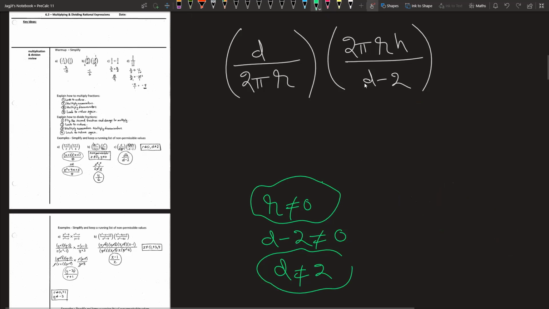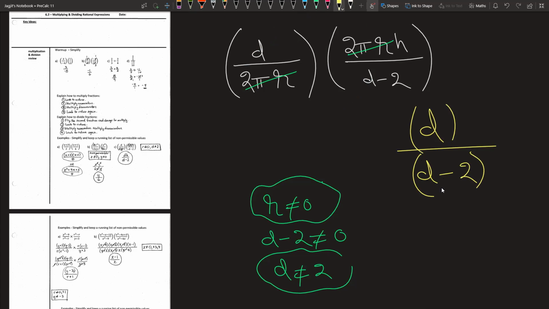Okay, so we got the non-permissibles. Now we just got to cancel stuff out. I realized we got 2 pi r and 2 pi r. Boom, gone. Now you see, the most common mistake I see is people try doing this. They say, I can cancel d with d. Guys, no, that would be a rookie mistake. Let me show you why. I have d at the top, and at the bottom I have d minus 2.